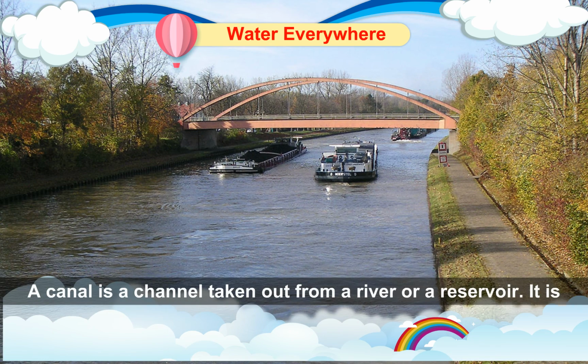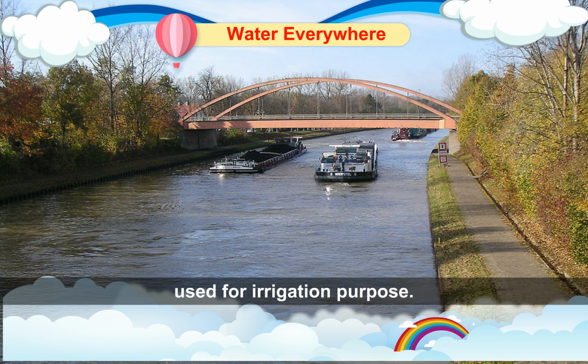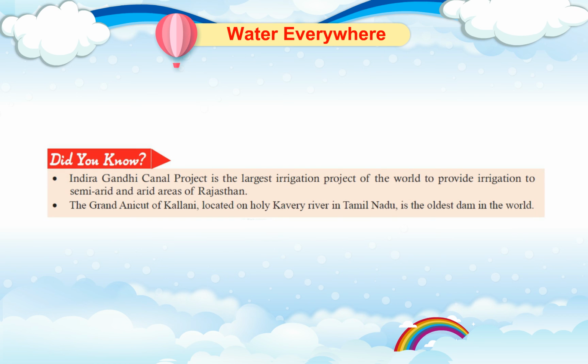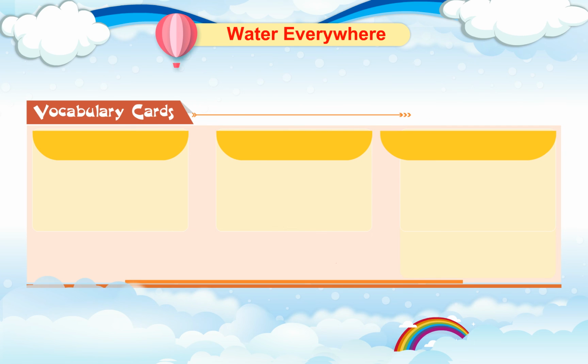Canal. A canal is a channel taken out from a river or a reservoir. It is used for irrigation purpose. Did you know? Indira Gandhi Canal Project is the largest irrigation project of the world to provide irrigation to semi-arid and arid areas of Rajasthan. The Grand Anicut of Kalani, located on Holy Kaveri River in Tamil Nadu, is the oldest dam in the world.